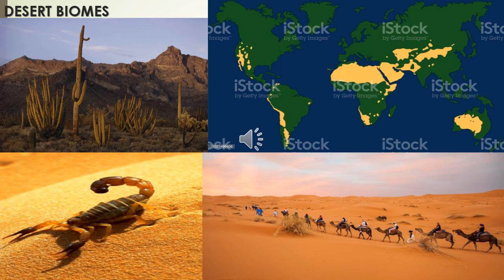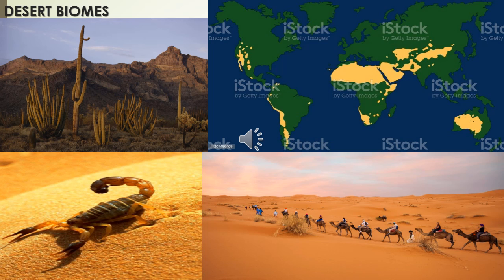Transportation becomes very difficult here because the soil is sandy and the climate is very hot. So transportation is carried on by camels. Apart from that, reptiles like snakes, lizards, scorpions, etc. are most commonly found in this region.